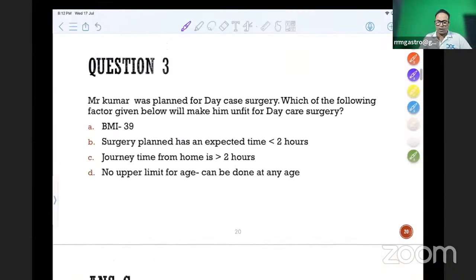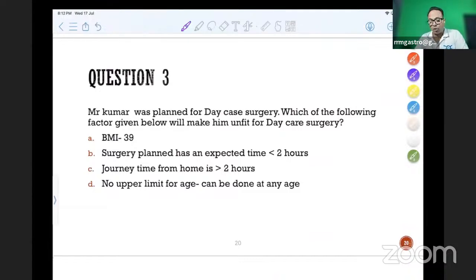So now coming to the third question. This is a very favorite topic of national board examiners, and especially nowadays surgery is moving towards day case surgery. So what does day case surgery mean? Day case surgery means a patient gets admitted and discharged within 12 hours. If you admit, operate, and discharge a patient within 12 hours, it is called day case surgery. So this is a very classical MCQ.